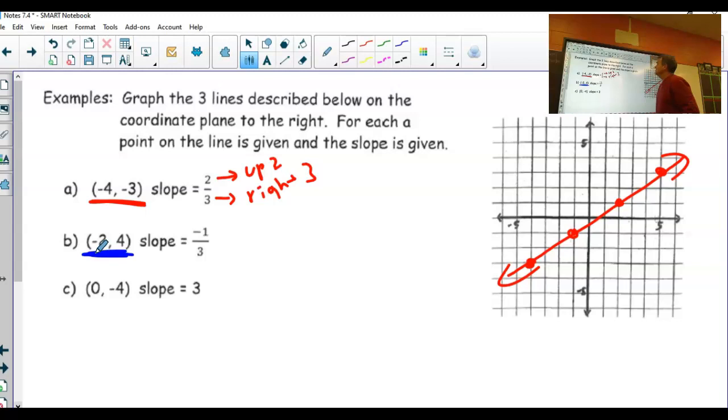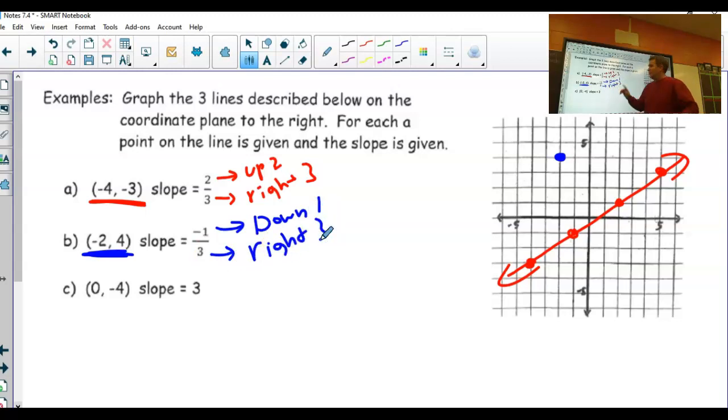This is a line that has the point -2, 4 on it. So first we graph the point that we know is on the line. -2, 4. And from there we use the slope. Now this time the slope is -1/3. The top number is a rise of -1, but when you rise negative, you actually go down. This is actually telling me to go down 1 and right 3.